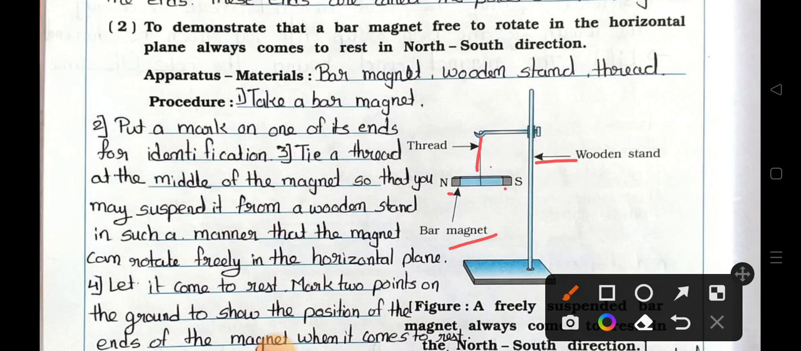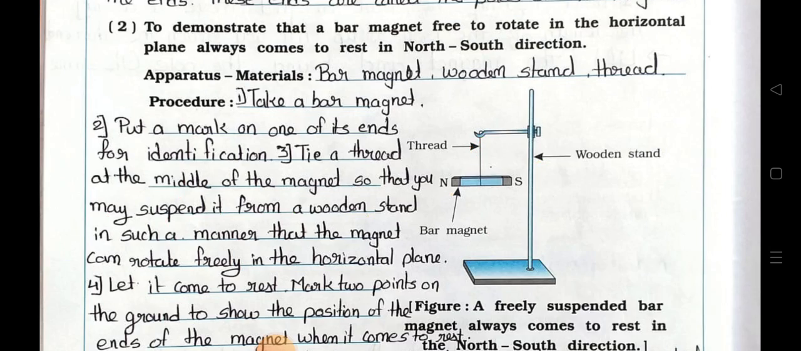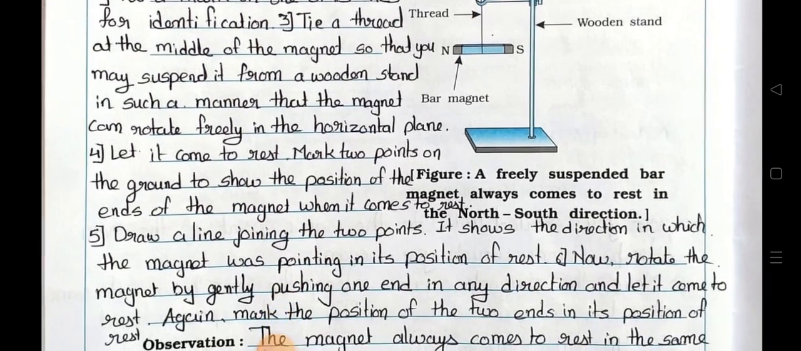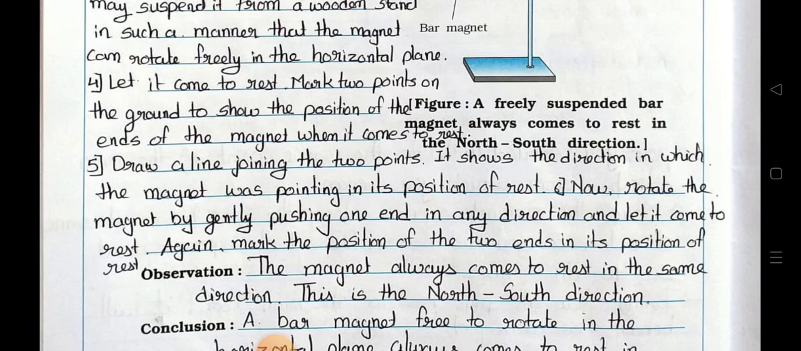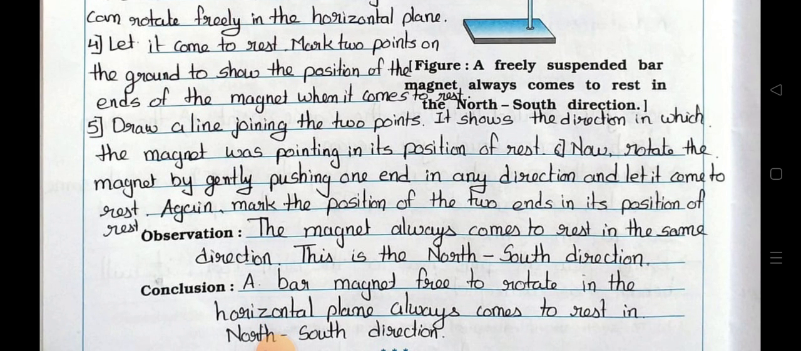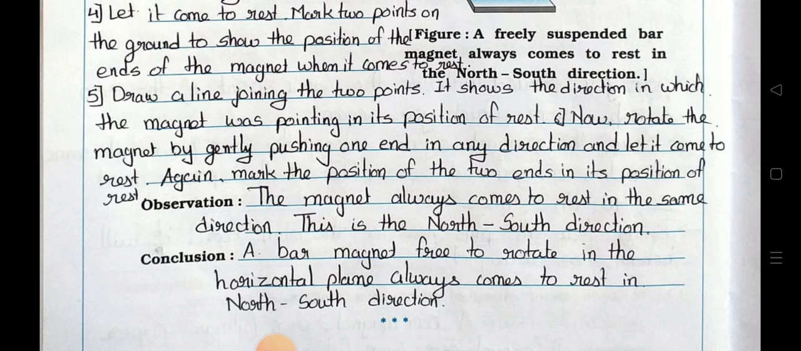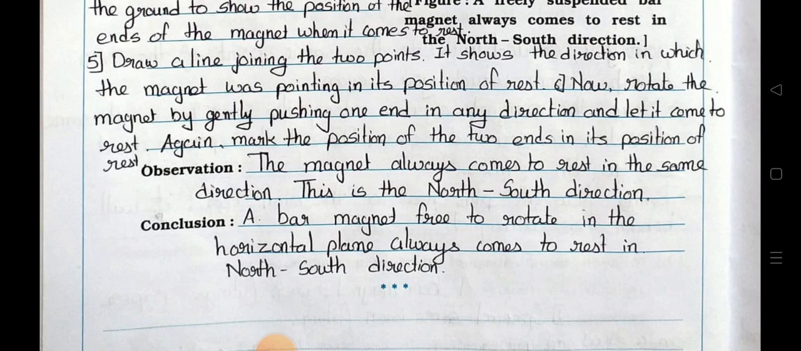Point 3. Tie a thread at the middle of the magnet so that you may suspend it from a wooden stand in such a manner that the magnet can rotate freely in the horizontal plane. Number 4. Let it come to rest. Mark 2 points on the ground to show the position of the ends of the magnet when it comes to rest. Point 5. Draw a line joining the 2 points. It shows the direction in which the magnet was pointing in its position of rest.